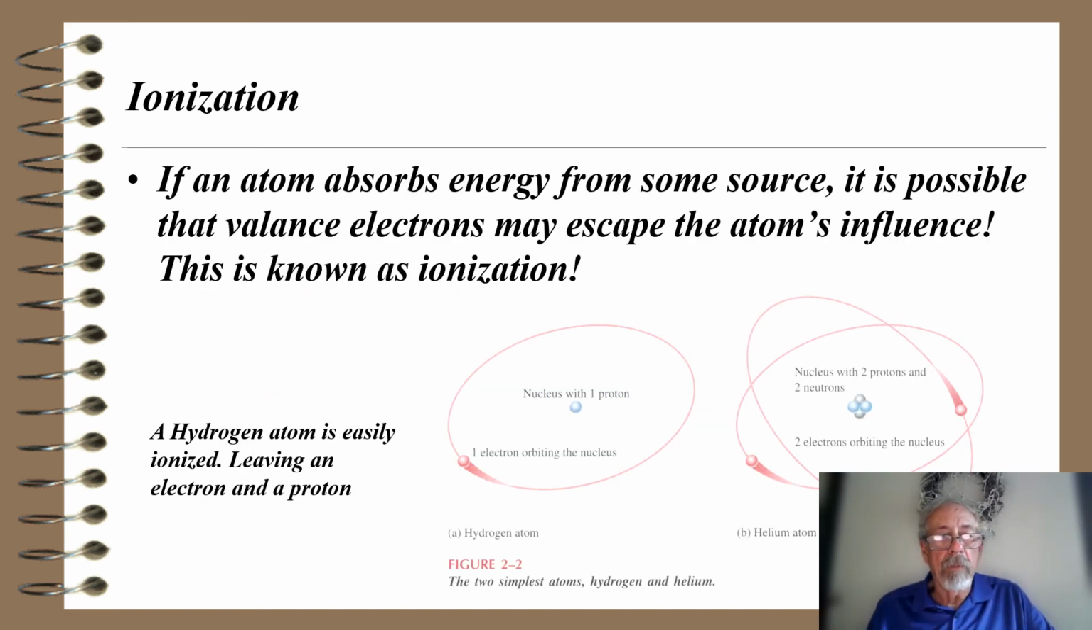So another term we want to take a look at is what's called ionization. If an atom absorbs energy from some source, it's possible that valence electrons may escape the atom's influence. This is also known as ionization. So the hydrogen atom is easily ionized, leaving an electron and a proton that are separate from one another. Of course, if they came close to one another, they might recombine. And the same thing with a helium atom, it's easily ionized.